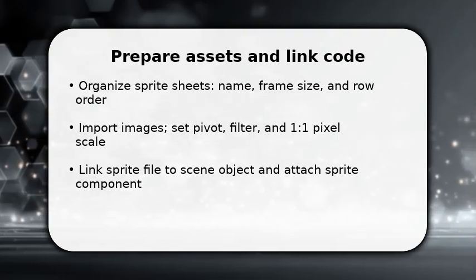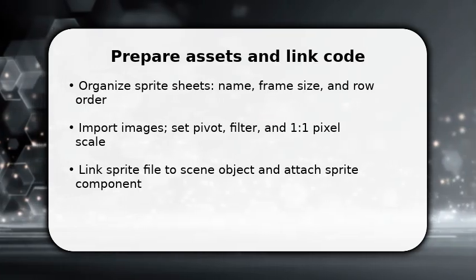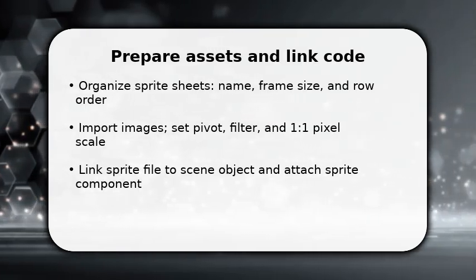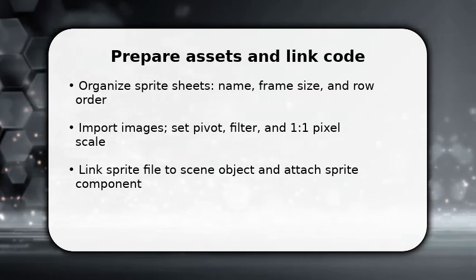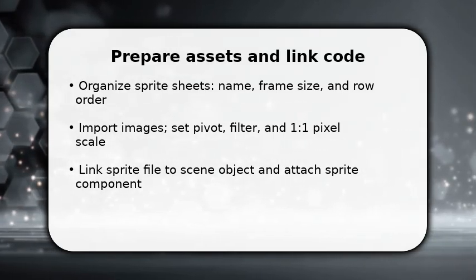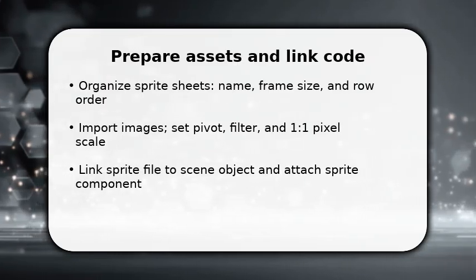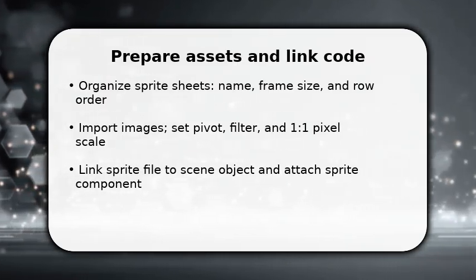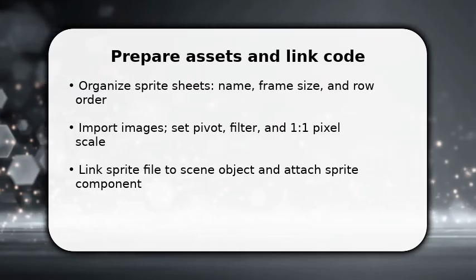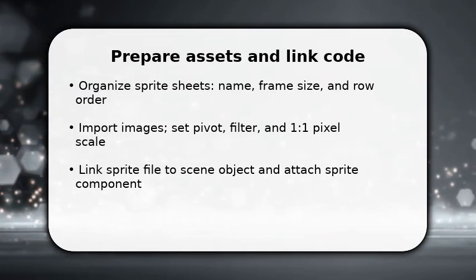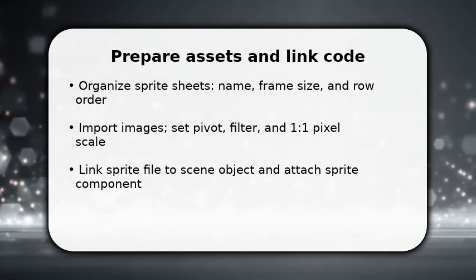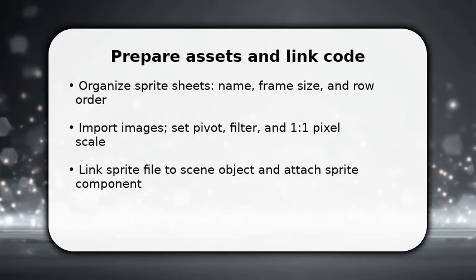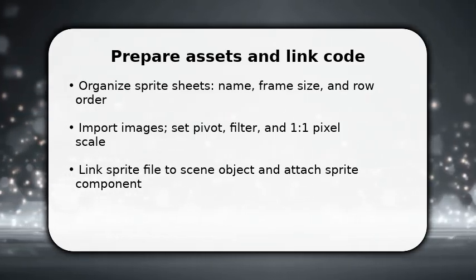You start by preparing assets and linking code so the Sprite renders reliably. First, confirm your Sprite sheet frame size and pivot. This ensures correct alignment. Once done, import the sheet and set pixel filter and scale to 1 to avoid blurring. Then attach a Sprite renderer or component to your game object and point it at the imported asset. Make sure to save the scene and test a single frame to verify orientation before proceeding.